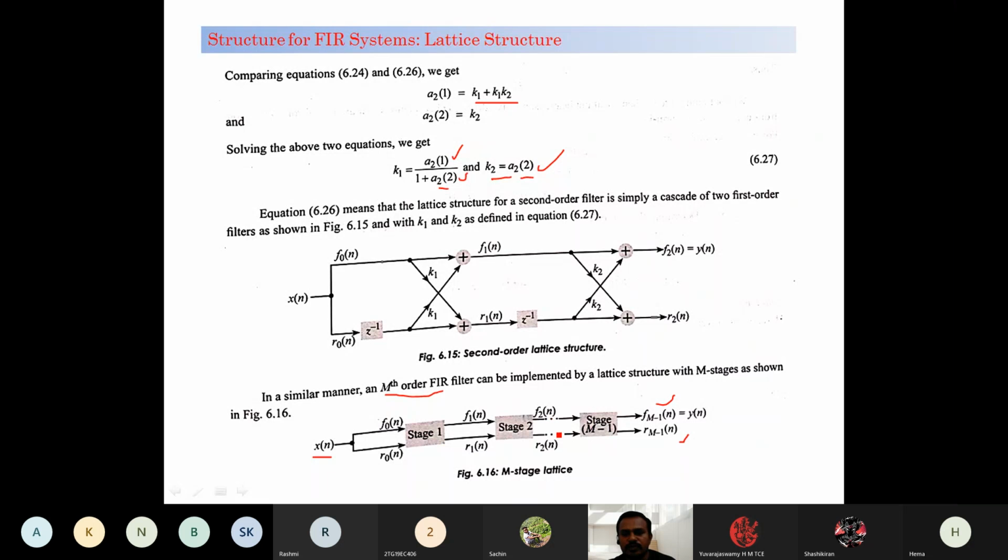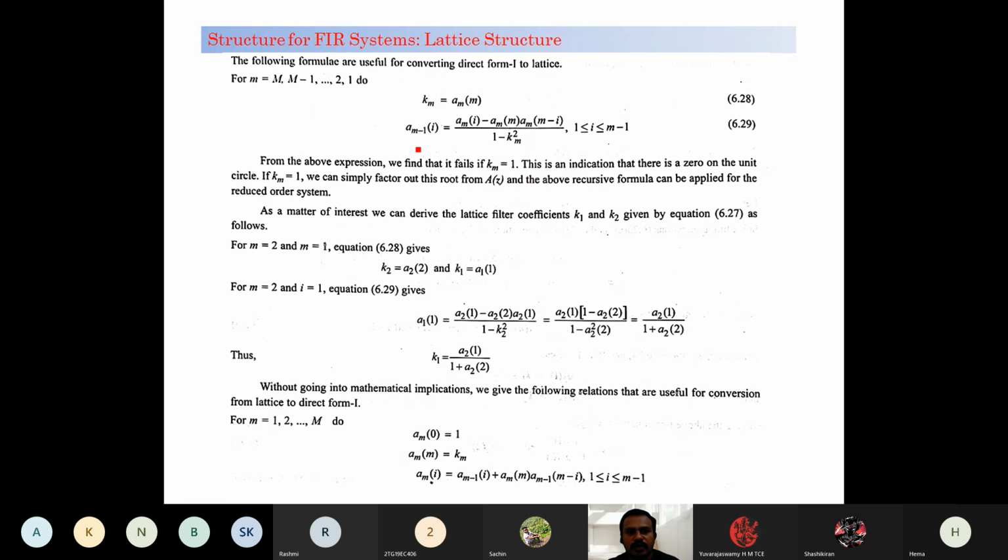So if you go for the last coefficient, that is the k term, it is k of m. How are you going to get k of m and the previous coefficient values? To know those, the standard formulas are useful for converting the direct form 1 to lattice. For m going from m minus 1 down to 1, we have the standard equation for the coefficient of the lattice structure, that is k of m.